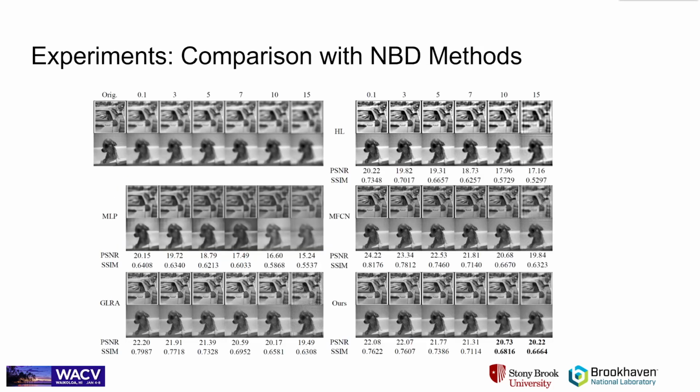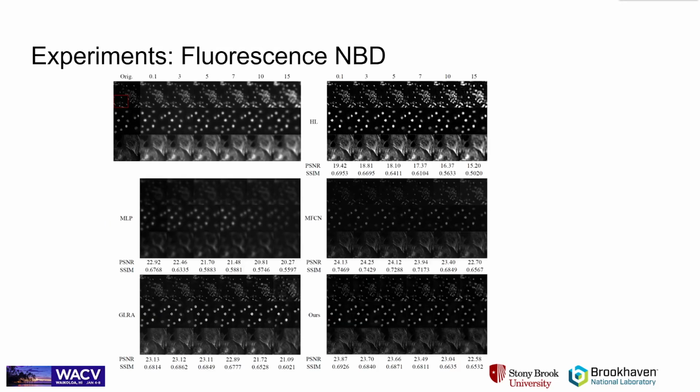In this figure, we show NBD comparison with a few other methods. Our method shows better quality and less rippling artifacts compared to others. In this figure, we show NBD comparison on fluorescence images. We show that our method is among the best and is also fast to compute because we do deformation in the low-dimensional latent space and the model is lighter.